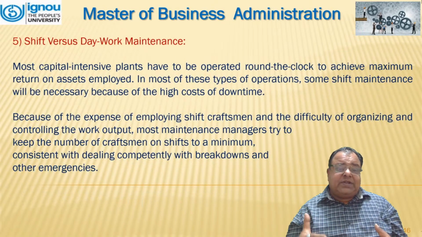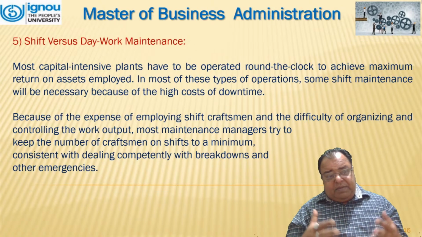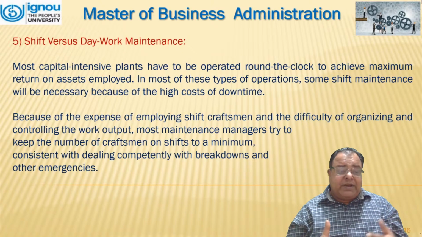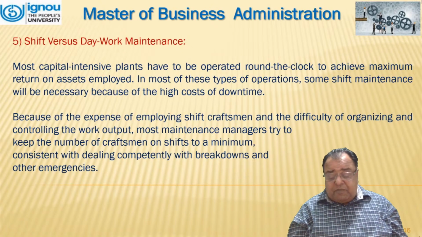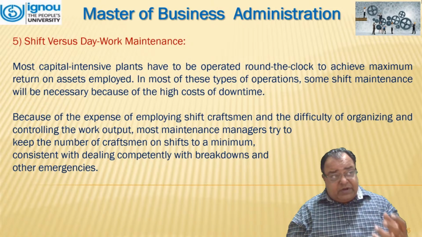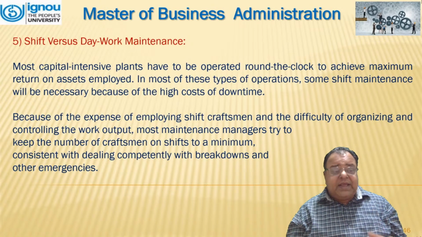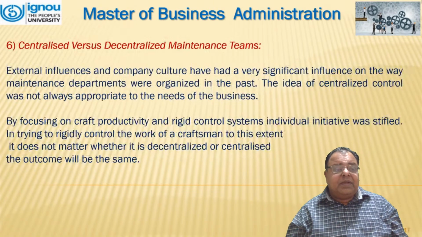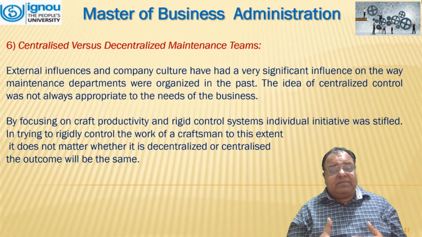Fifth one is shift versus day work maintenance. The most capital intensive plants have to be operated round the clock to achieve maximum return on assets employed. In most of these types of operations, some shift maintenance will be necessary because of the high cost of downtime, because of the expense of employing shift craftsmen, and the difficulty of organizing and controlling the work output. Most maintenance managers try to keep the number of craftsmen on shifts to a minimum, consistent with dealing competently with breakdowns and other emergencies. Next one is centralized versus decentralized maintenance teams.